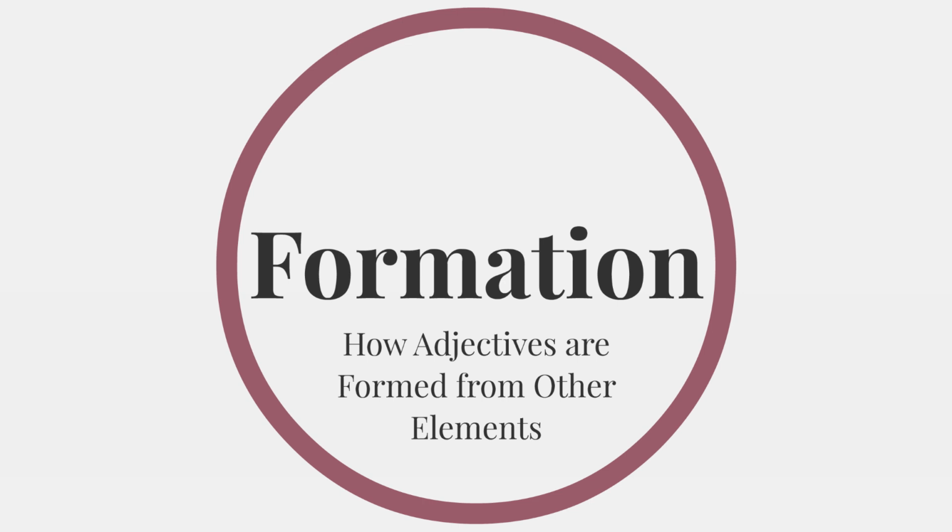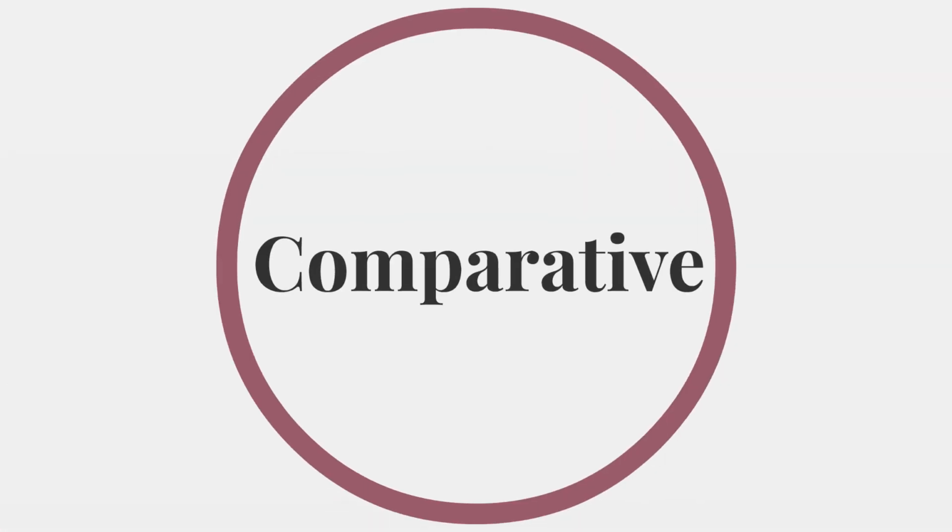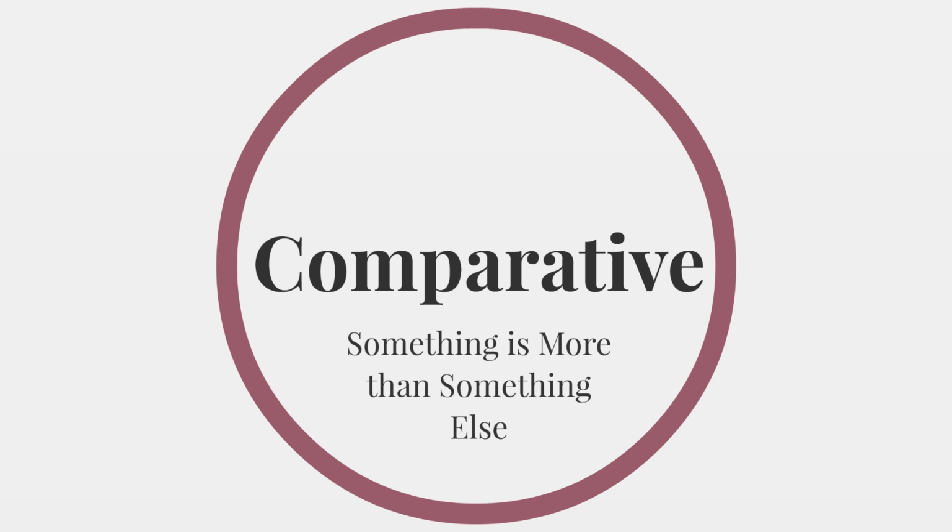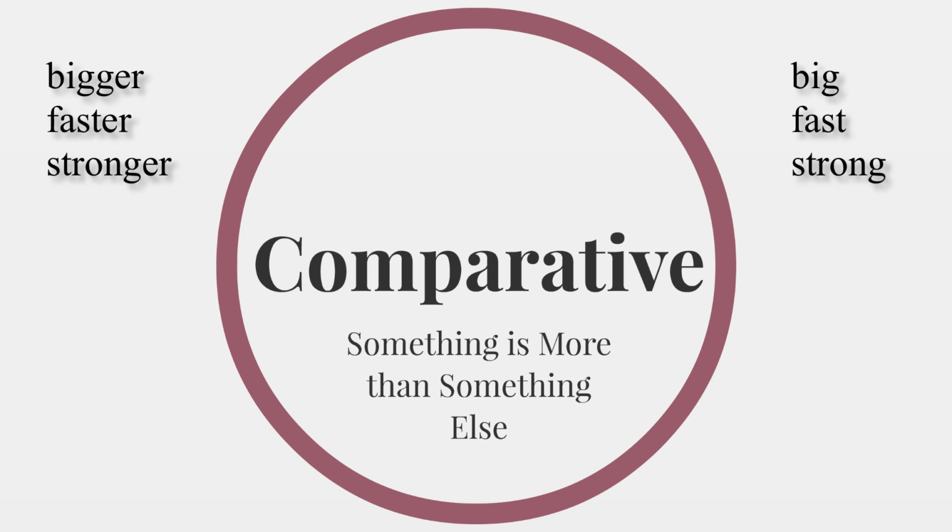In addition to these, we need to consider how the comparative is formed in the language. The comparative is an adjective form that marks when something is more of a quality than something else. For example, bigger, faster, stronger. These are comparatives of big, fast, and strong.